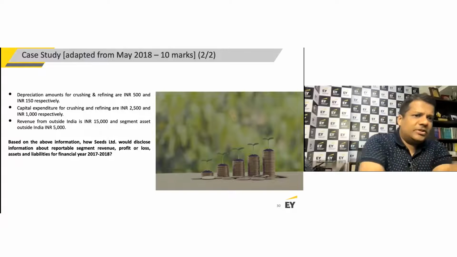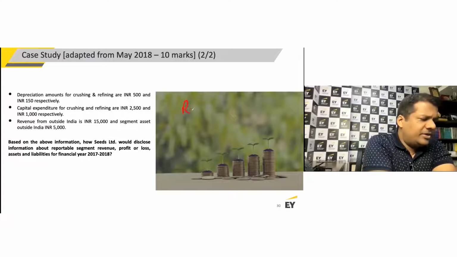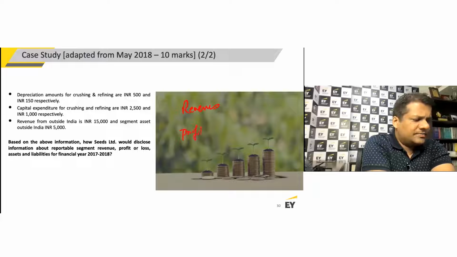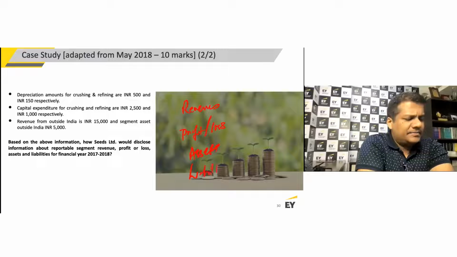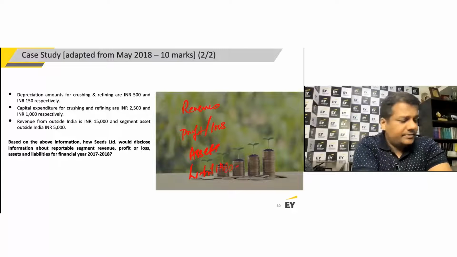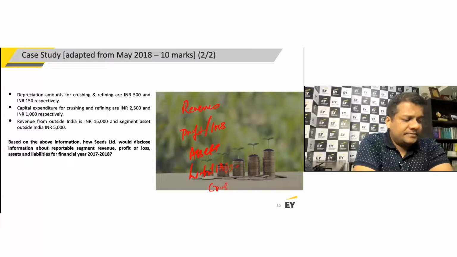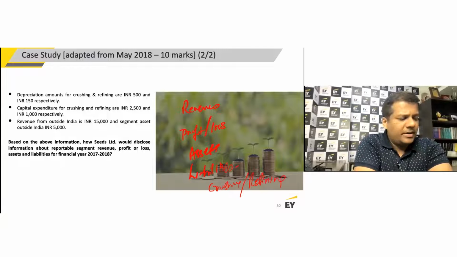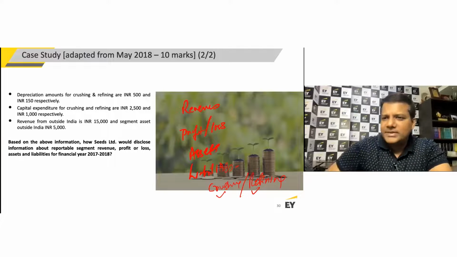So what all I need to disclose? I need to disclose the revenues, profit or loss, assets, and liabilities for crushing and refining. Right? These are my two segments.